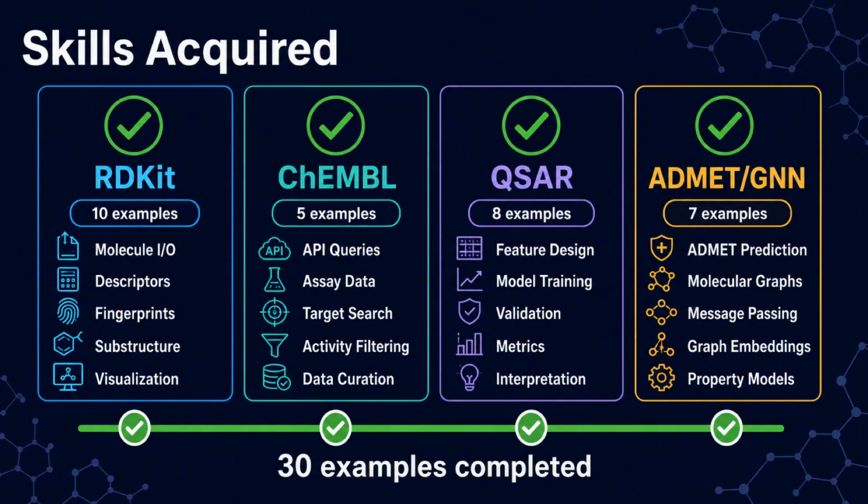Let's review what you've learned in this hands-on chapter. RDKit fundamentals: SMILES parsing, visualization, descriptors, fingerprints, similarity, substructure search, three-dimensional generation, and file IO/ChEMBL integration. Target search, activity retrieval, data preprocessing. QSAR modeling: train test split, random forest, SVM, neural networks, feature importance, cross-validation. ADMET prediction for key properties. An introduction to graph neural networks.